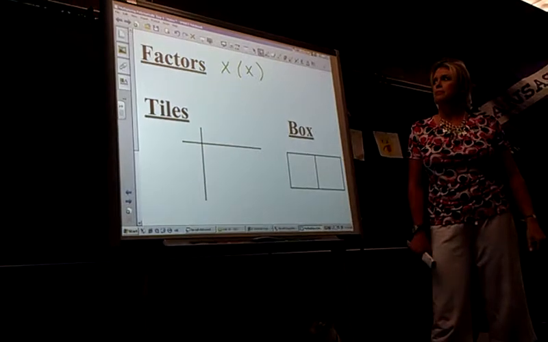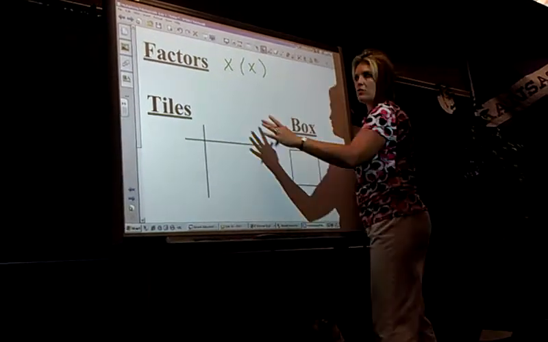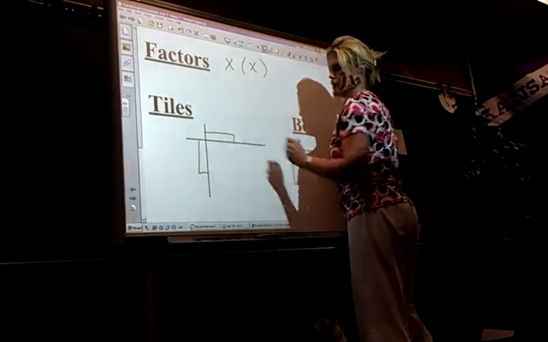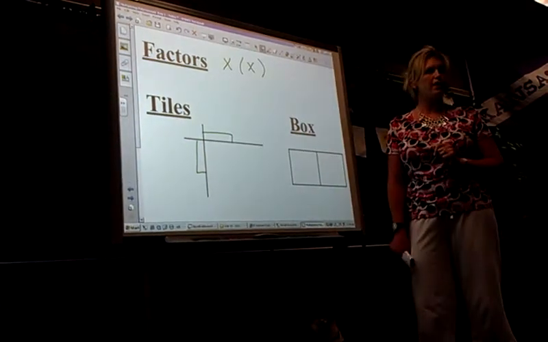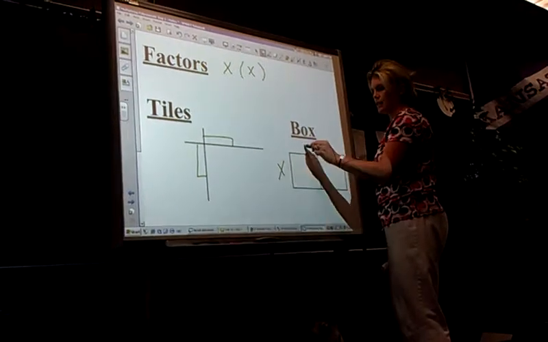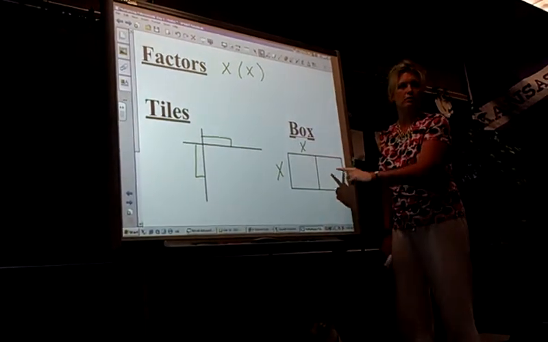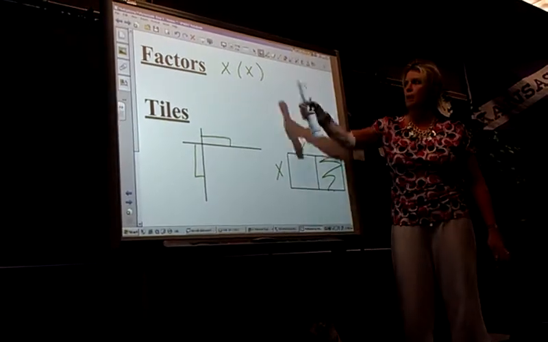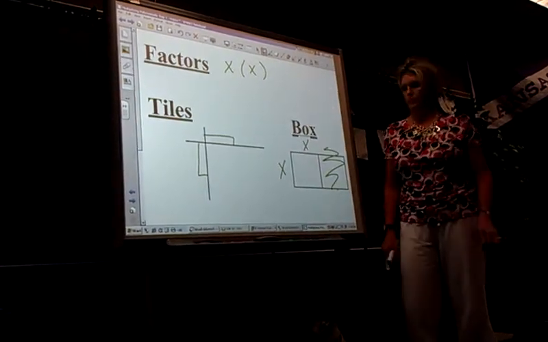X times x. Well, let's get our factors down here. I draw the factors in there, and in this case, x and x. Do I need this box right here? No. I don't worry about that box, because it's a monomial times a monomial.